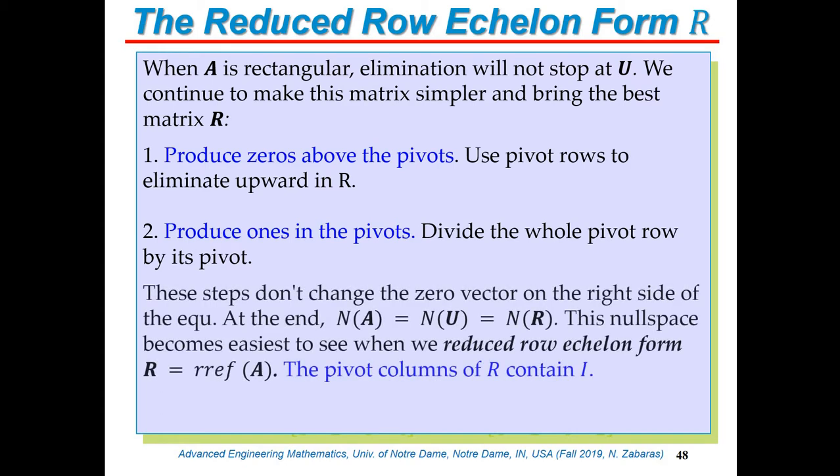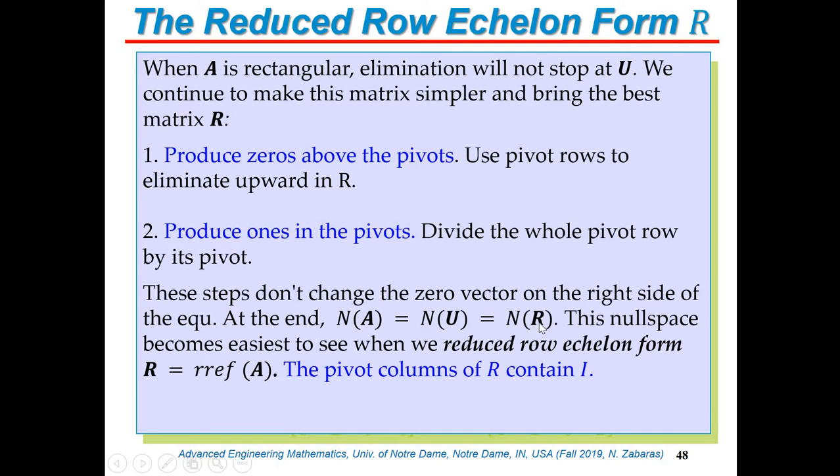Why do all of this? Because you will see that this matrix R will help us to get directly the solution to the null space problem. But for now, what I want you to remember is, we went from A to U with row operations. If I do further row operations to go from U to this special matrix R, the null spaces don't change, right? Row operations don't change the null space of A. So the null space of A is the same as the null space of U, the same as the null space of R.